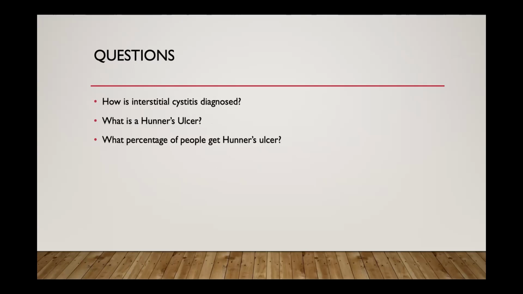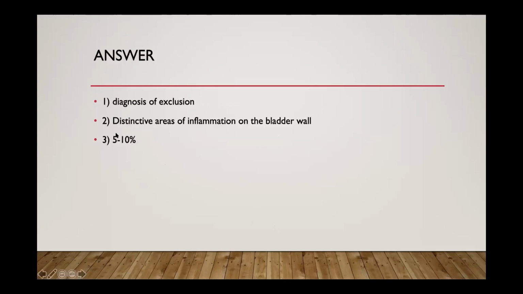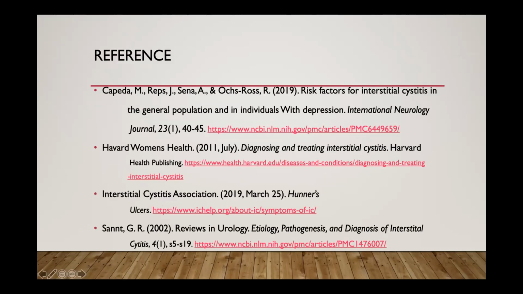What is a Hunner's ulcer? Those are the lesions or the patches. You showed us the pictures, those dark red things. You mentioned inflammation of the bladder. There was a picture on there about them. What percentage of people get Hunner's ulcers? Oops, sorry. That's okay. We've got to speed it up anyway. So 5 to 10%. And then there are my references.